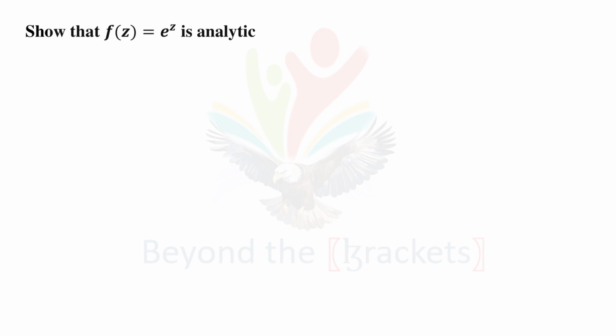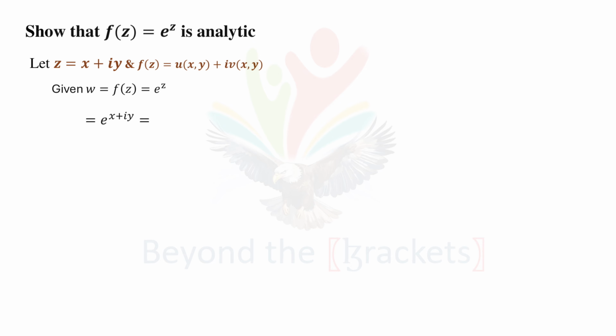The next question says: show that f(z) = e^z is analytic. For the solution, we take z = x + iy, where f(z) will be u + iv. f(z) is given as e^z. Substitute the value of z, we get e^(x+iy), which can be written as e^x into e^(iy). Since e^(iax) is cos ax + i sin ax, e^(iy) will be cos y + i sin y. Separating the real and imaginary parts, the real part is u = e^x cos y, and the imaginary part is v = e^x sin y.